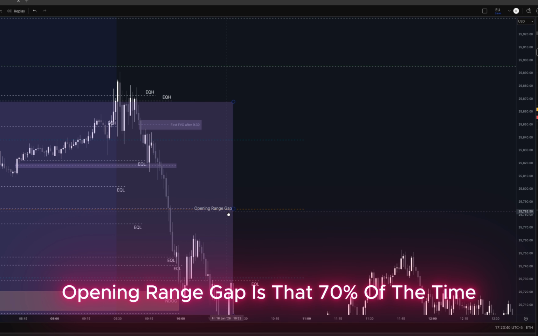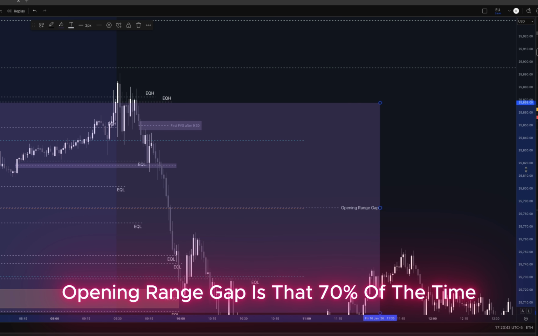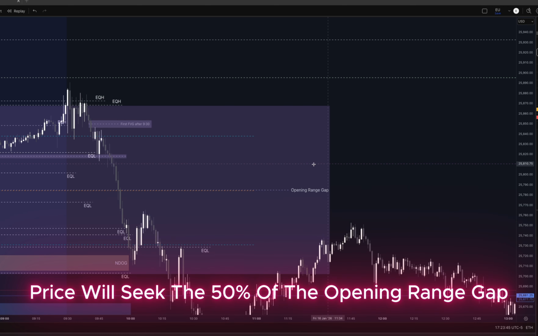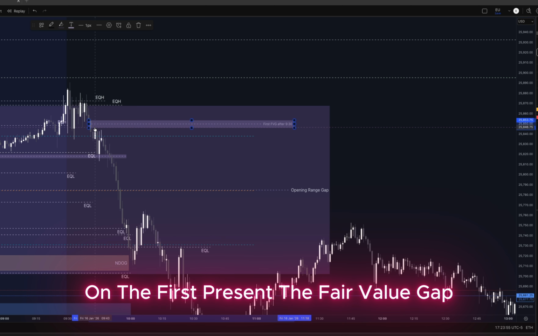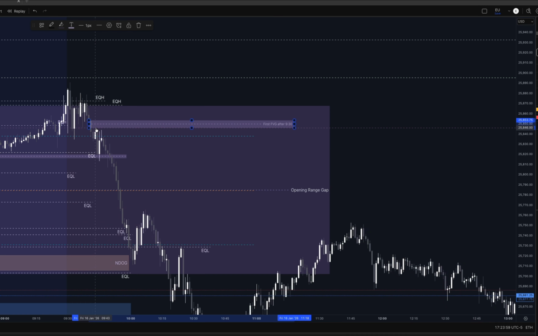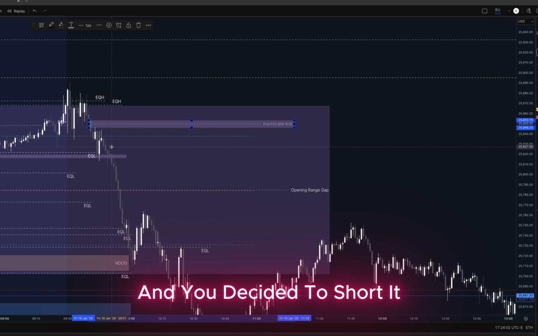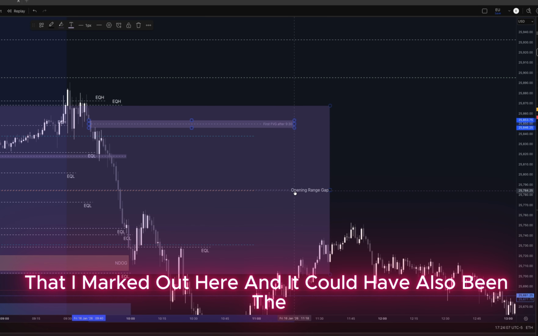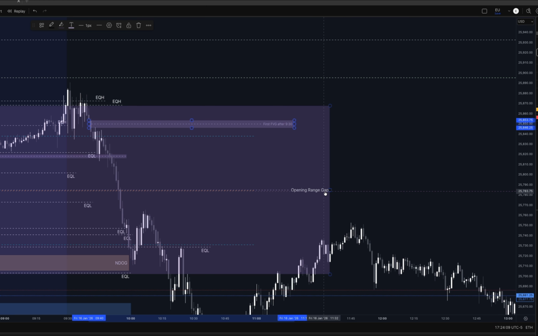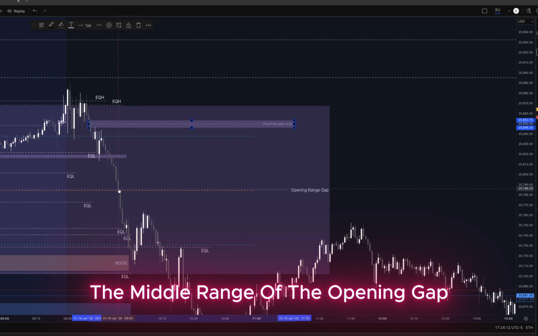What ICT also says about this opening range gap is that 70% of the time, price will seek the 50% of the opening range gap. If you, for example, entered here on the first presented fair value gap, just after it formed, and you decided to short it, your target could have been an equal low that I marked out here, and it could also have been the middle range of the opening gap.